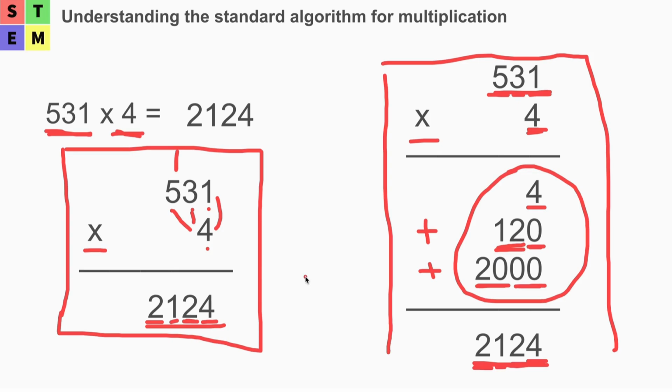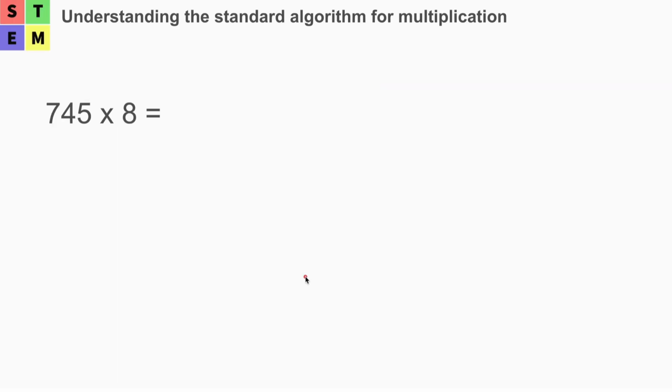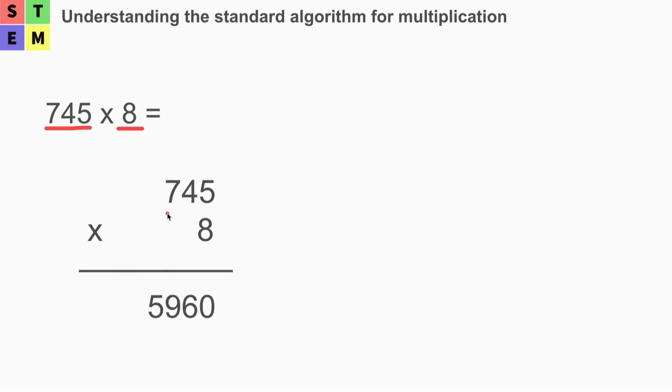Let's take a look at our second example. It's still a 3-digit number times a 1-digit number. We have 745 times 8. Again, still the same, we're going to write it like this: 745 there, 8 here at the ones place. You can see that it's been lined up at the ones place.